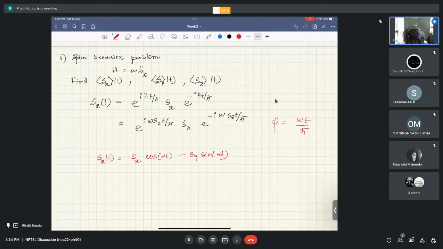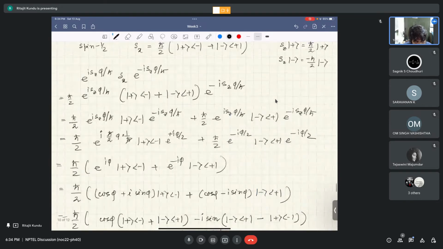I am just replacing the phi by this omega t. I think I missed some h bar also, so let's put some h bar here. Yeah, probably that would be okay. Then phi becomes just omega t. You can do the problem and see for yourself what you get. This is just using the same trick that we discussed in the first problem.